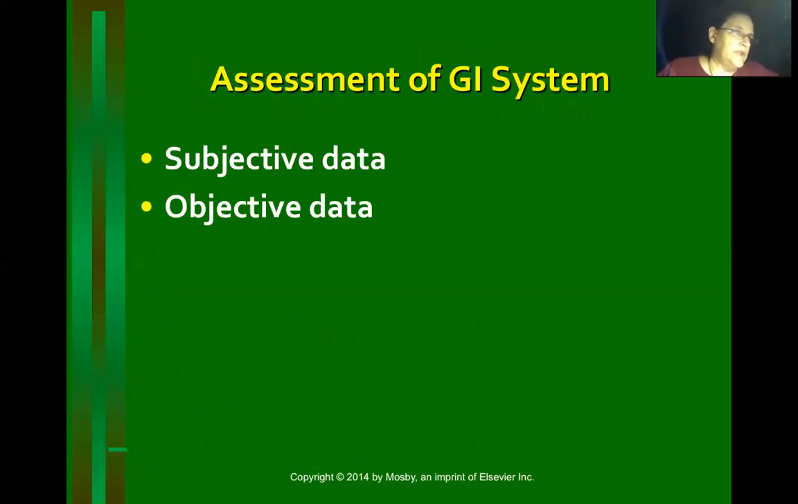Okay, let's talk about assessments of the GI system. As you know, we always do a subjective and an objective assessment. So you know that we always do a health history, and we want to explore any kind of problems that might be related to GI functioning. So we would ask about abdominal pain, nausea, vomiting, diarrhea, constipation, any kind of abdominal distension, jaundice, anemia, heartburn, dyspepsia, changes in appetite, hemoptysis, food intolerances or allergies, excessive gas, bloating, lactose intolerance, things like that.